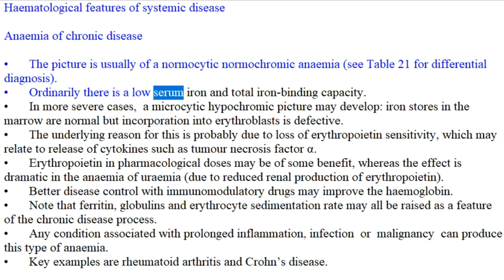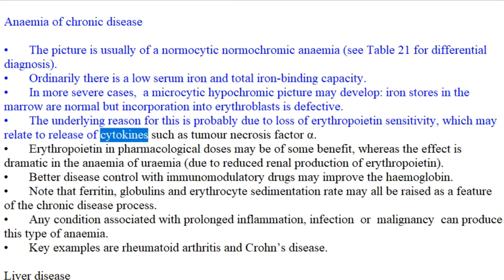Ordinarily there is a low serum iron and total iron binding capacity. In more severe cases, a microcytic hypochromic picture may develop. Iron stores in the marrow are normal but incorporation into erythroblasts is defective. The underlying reason for this is probably due to loss of erythropoietin sensitivity, which may relate to release of cytokines such as tumor necrosis factor alpha.